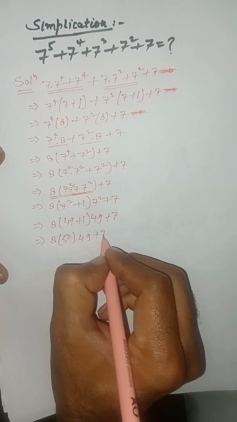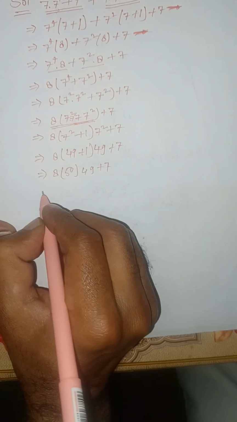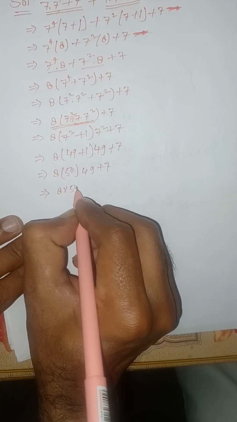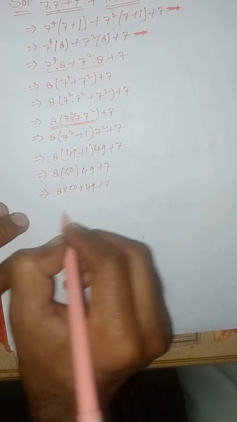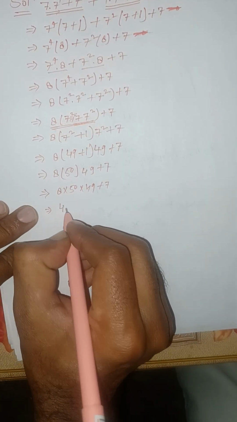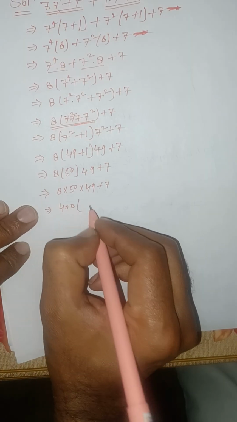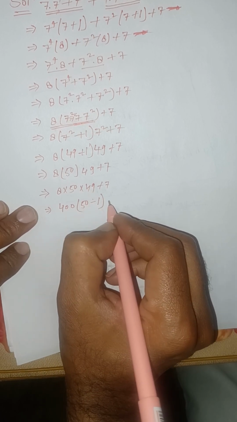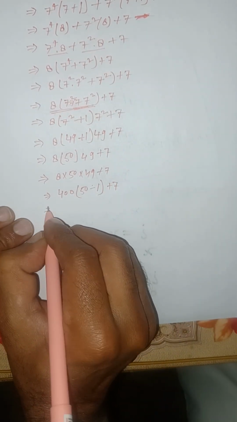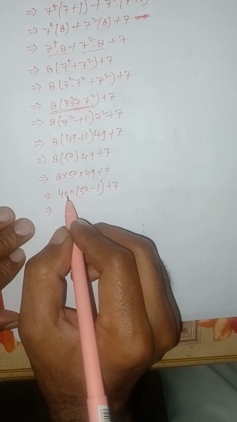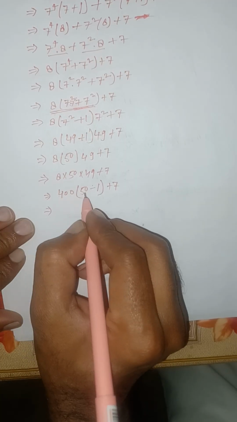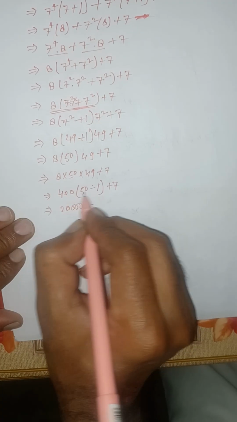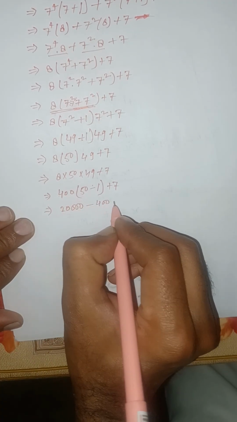49 plus 7. 8 into 50 into 49 plus 7. Then 8 5s are 40 into 49. 50 minus 1 equal 49 plus 7. 400 into 50. 5 4s are 20. 1 2 3. 1 2 3 minus 1 into 400. 400 plus 7.